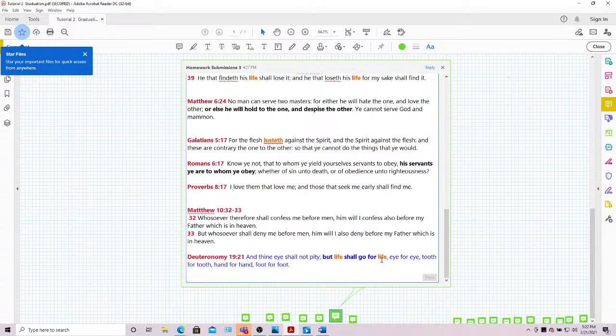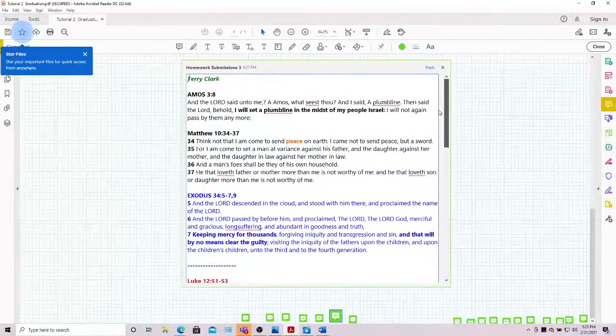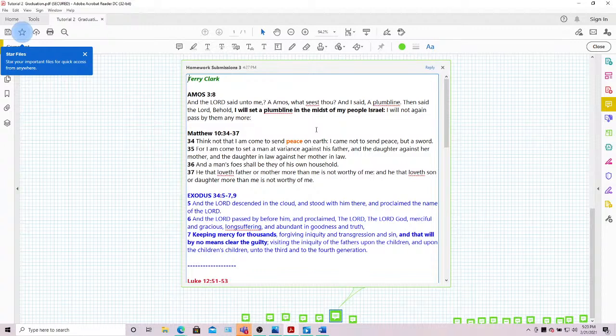And if you give up the spirit, then the spirit is going to go for the flesh. So life is going to go for life. Eye for eye, tooth for tooth, hand for hand, foot for foot. So you have to pick a side. And that's that plumb line.